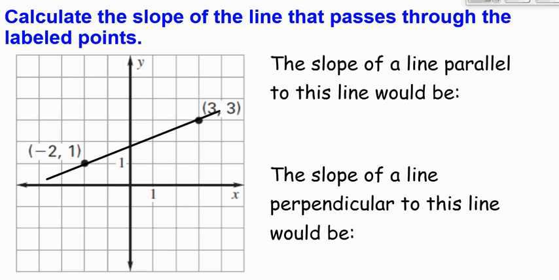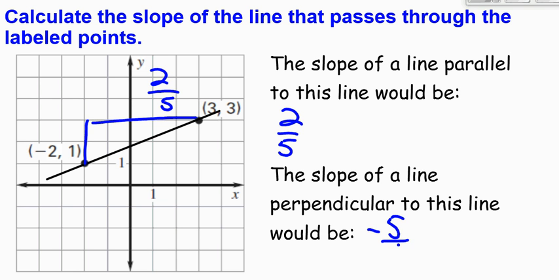All right, go ahead and take a minute and find the slope of the line, a line parallel, and a line perpendicular. All right, so the slope of this one is up 2 over 5. So a parallel line would have the same slope. A perpendicular line would have a negative reciprocal slope.